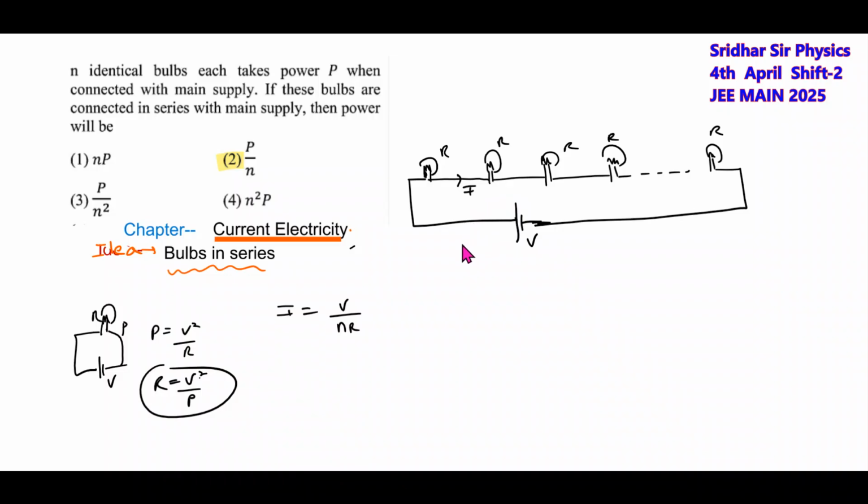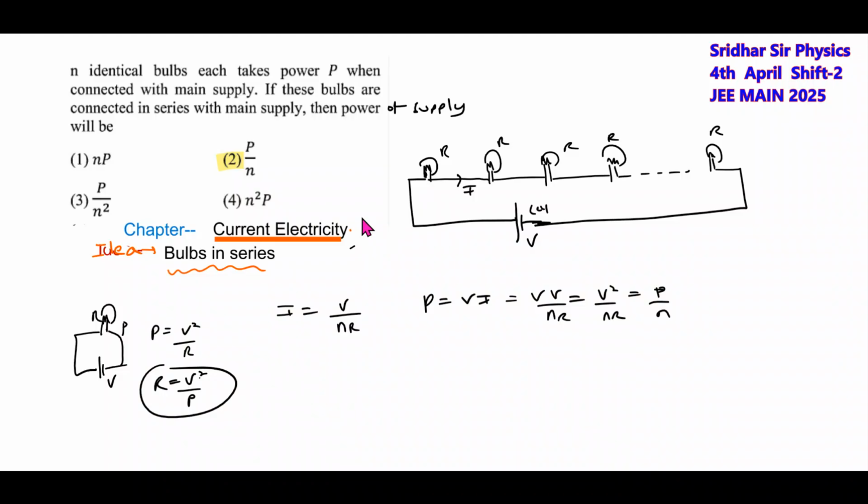Now what is the total power supplied? Power supplied by the cell is equal to V into I. What is I equal to? V into N R, so it is V square by N R. What is V square by R? It is P. So the power supplied will be P by N. This is also very important: bulbs in series parallel are nothing but resistors in series parallel.